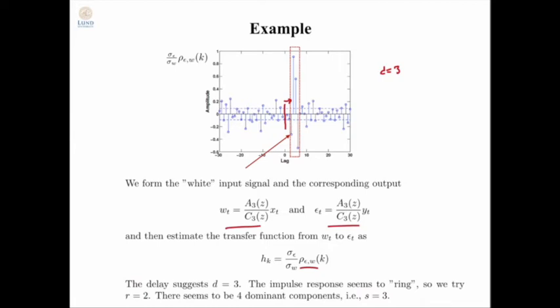Then the first component is a significant component. This is counting 0, 1, 2, 3. So I should have an S to be about 3, and it has this exponentially ringing behavior. So it seems suitable to use a model of R equal to 2.